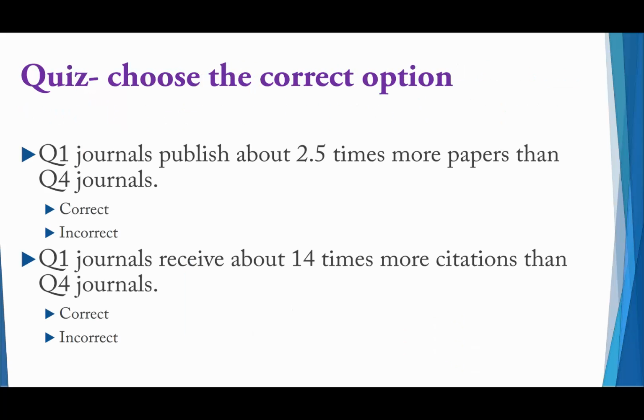Choose the correct option. Q1 journals publish about 2.5 times more papers than Q4 journals. This statement is correct. Q1 journals receive about 14 times more citations than Q4 journals. This statement is correct.